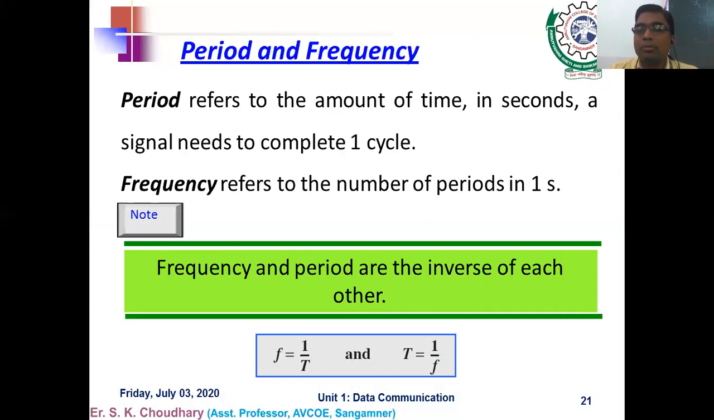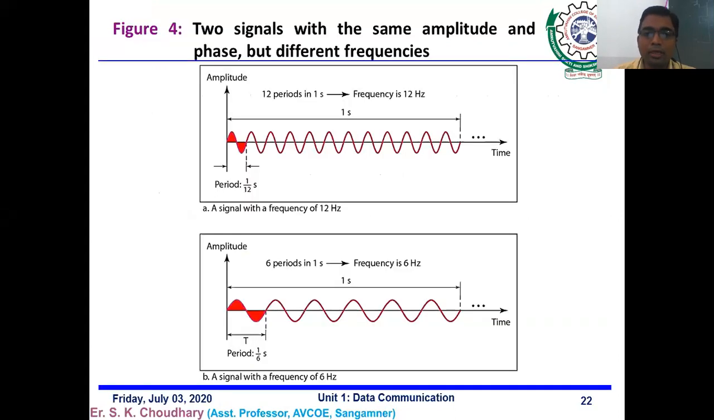Period refers to the amount of time in seconds the signal needs to complete one cycle. And frequency, in a similar way, refers to the number of periods completed in 1 second. So both are correlated to each other and have an inverse relationship. We all know from childhood, when we started to learn science, the relationship between frequency and time, and that is mentioned in the slide also: f is equal to 1 upon T, or T is equal to 1 upon f.